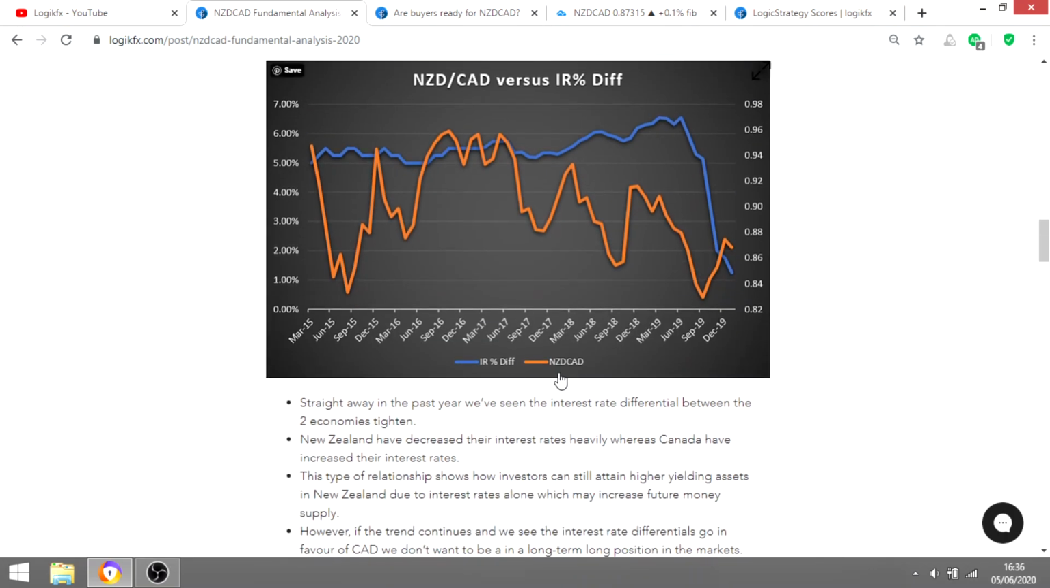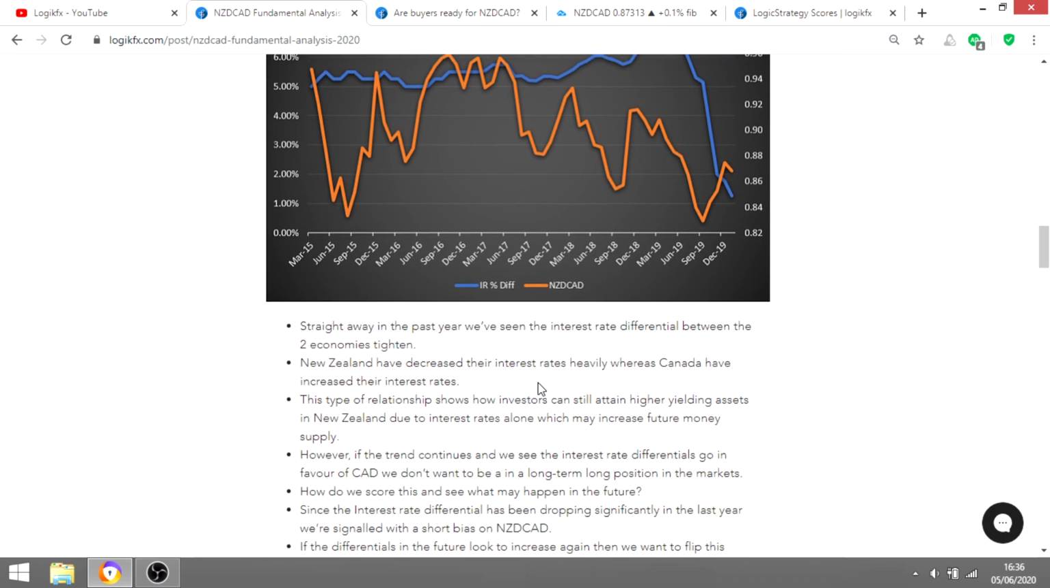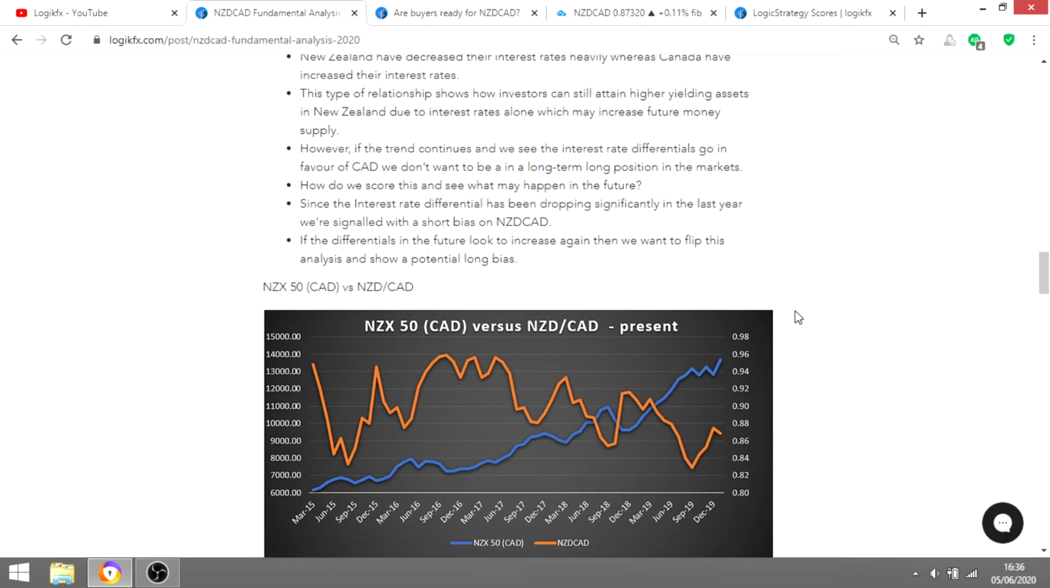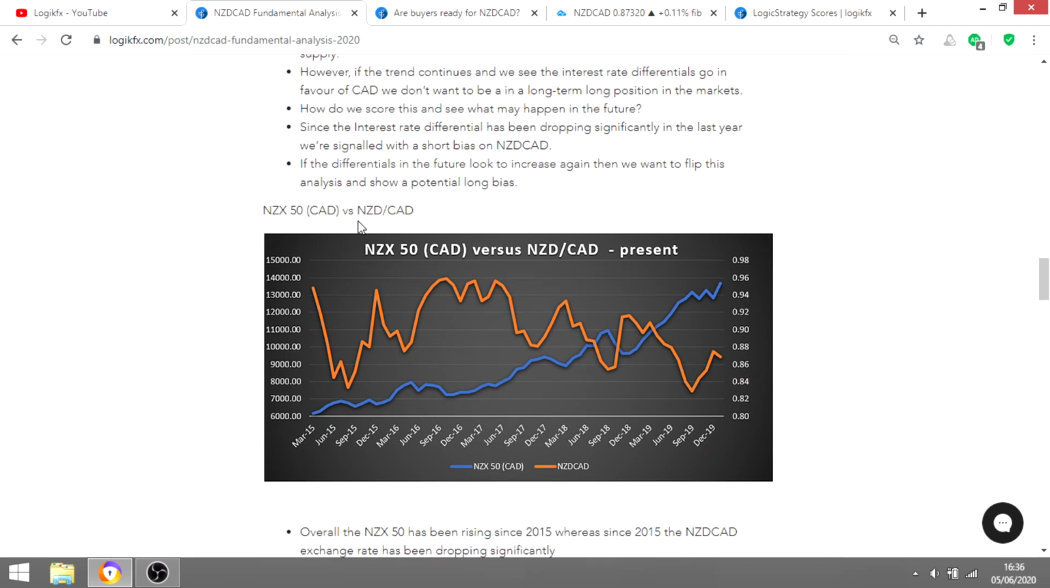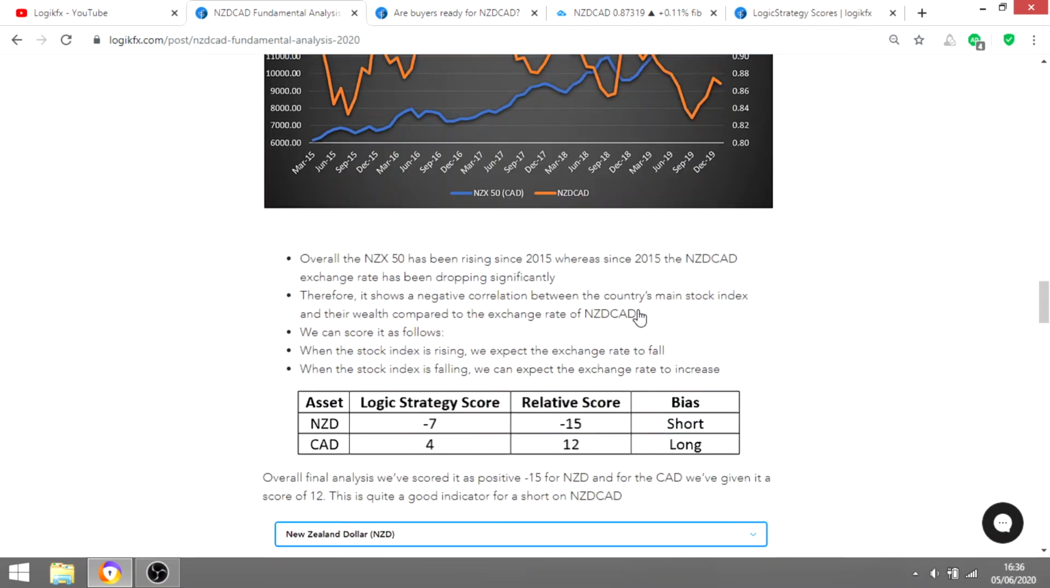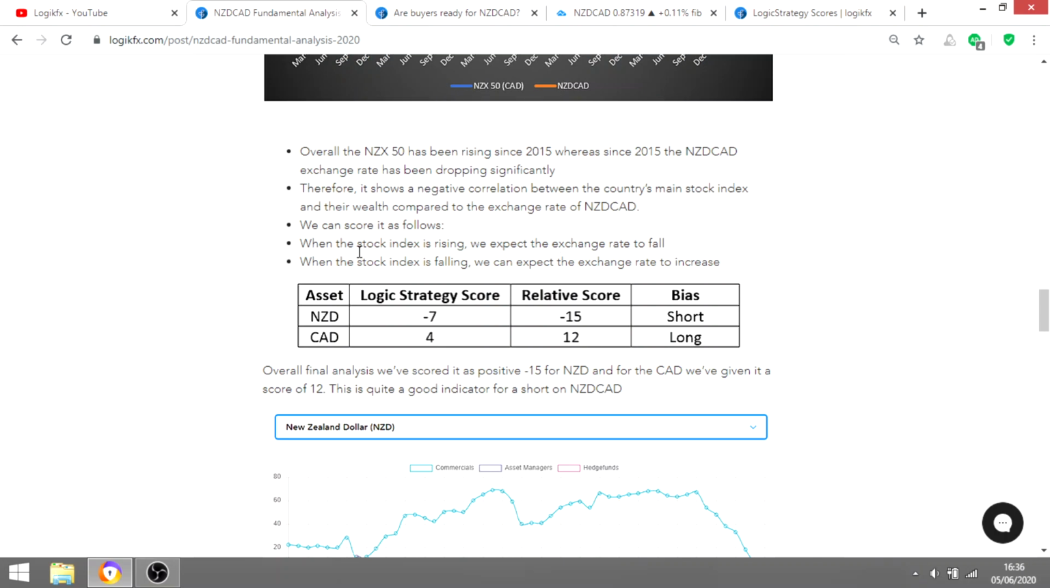And there are some numbers behind it. We're not going to go through it in this post, but there is a specific scoreboard and scorecard that you want to be scoring this on from 1 to 10. And that's how we come up with our trade ideas, and whether a currency should be weakening or strengthening based on economic data. The final point here is the NZD CAD and the NZX 50, which is the New Zealand stock index, against the exchange rate. And this is one that we analyse fairly similarly to the ones that we discussed above.